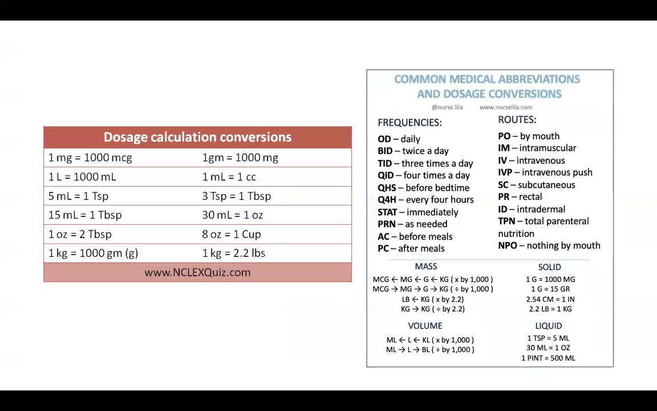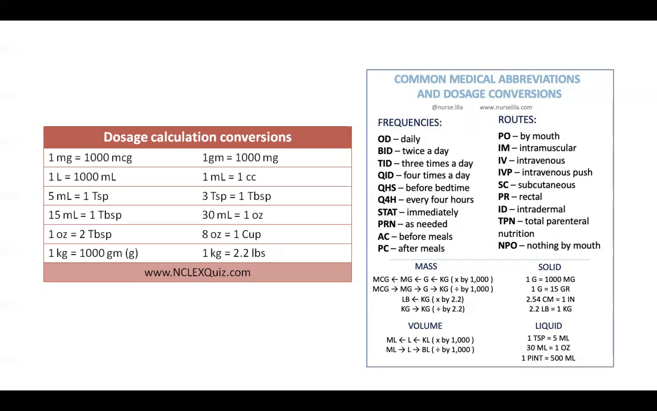Okay, so on the left-hand side of the screen, you can see dosage calculation conversions. Those are the very common ones, the ones you're most likely to see on the NCLEX. Okay, and I know you guys have probably already committed these to memory as you've gone through this program, but again, just as a refresher, they're right here. These again are the most common conversions that you would need to know, okay?